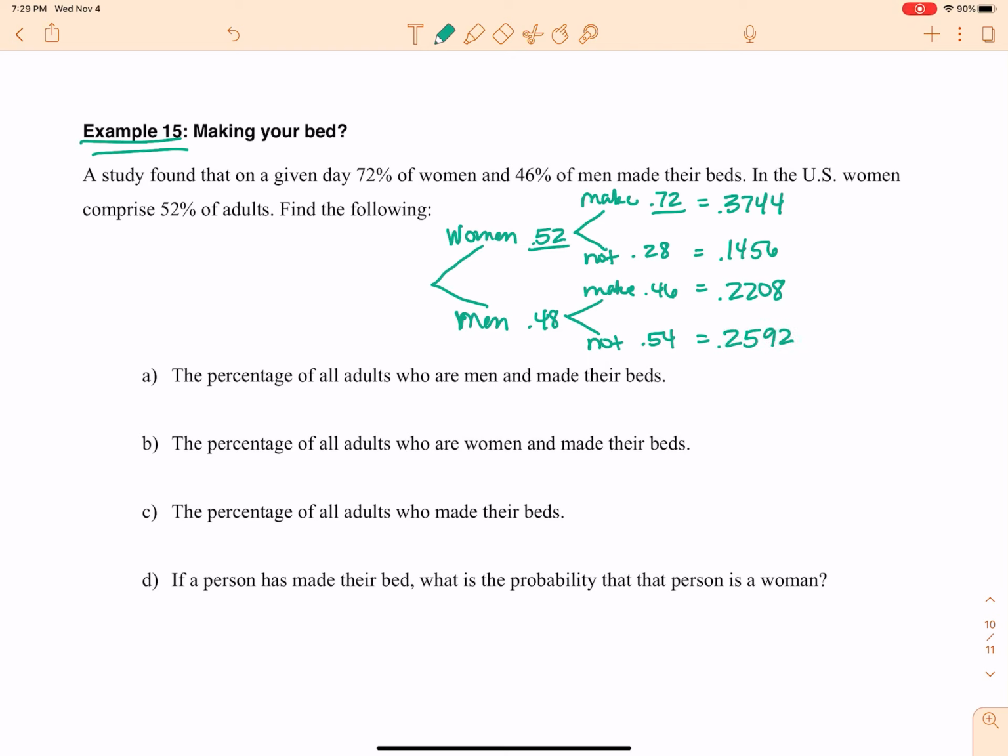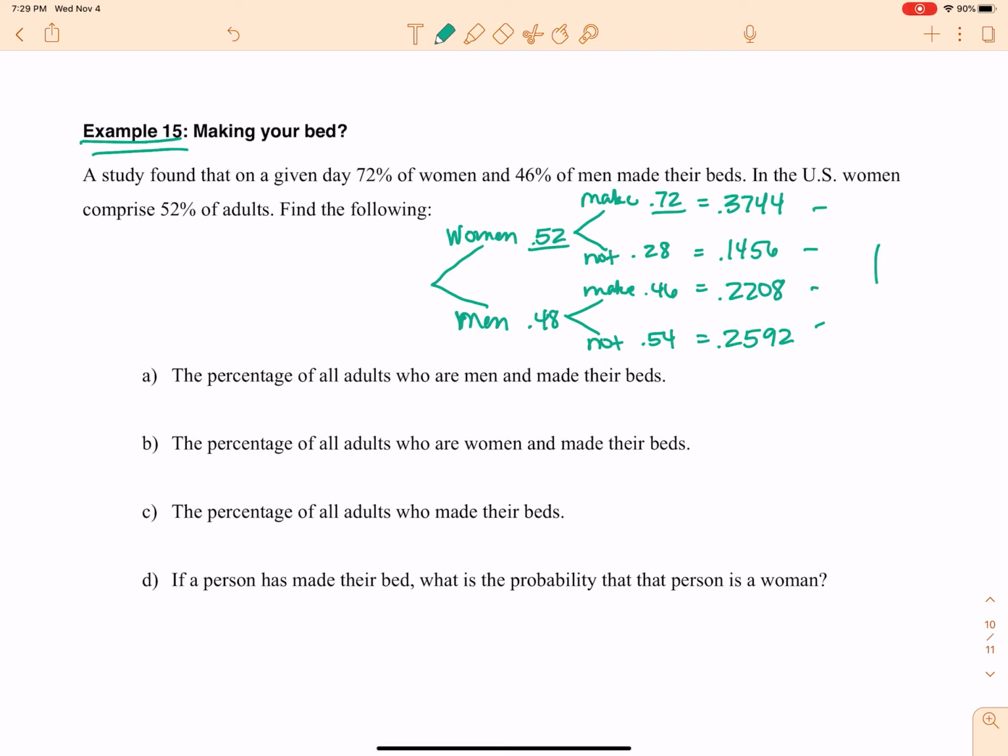Now I'm just going to check myself and make sure that these add to 1, because they should. They do. Okay, so this and this add to 1. That's perfect. That means I did something right.